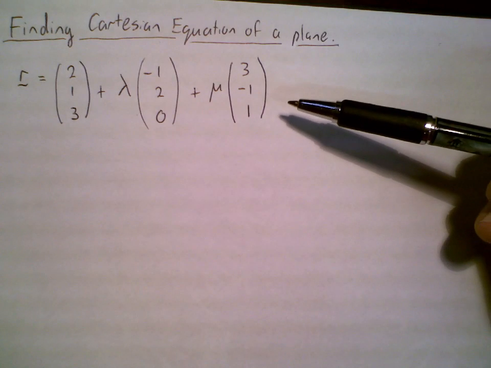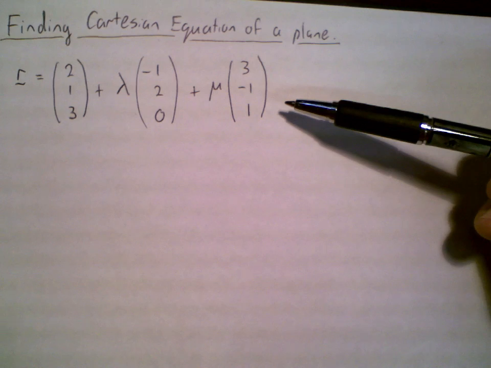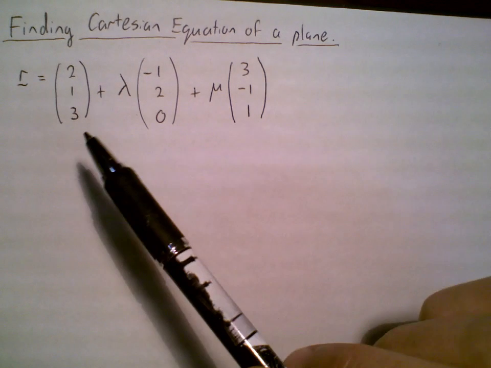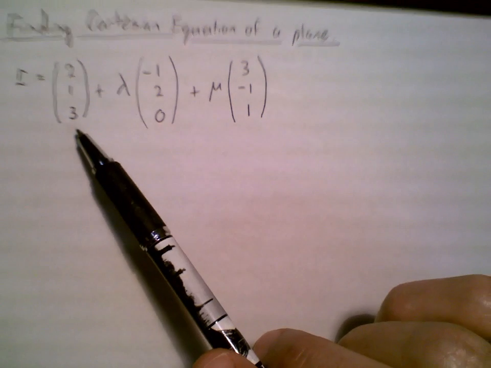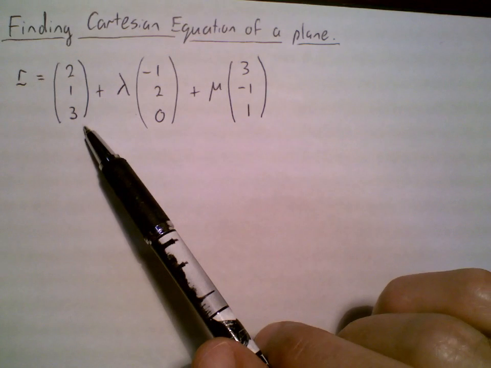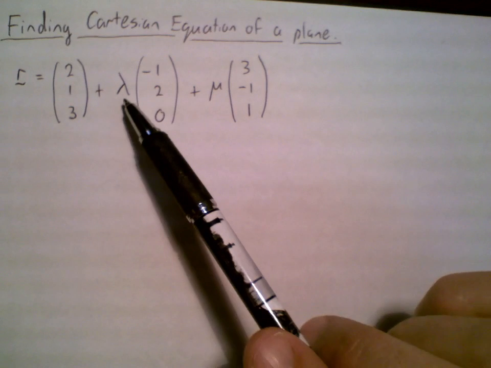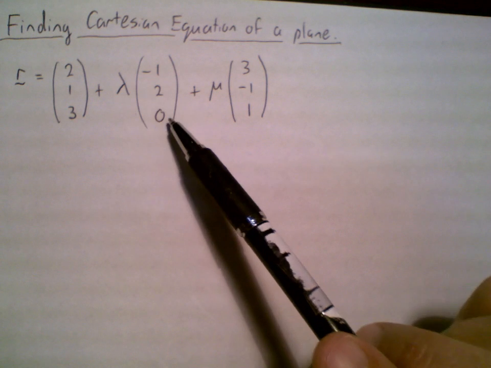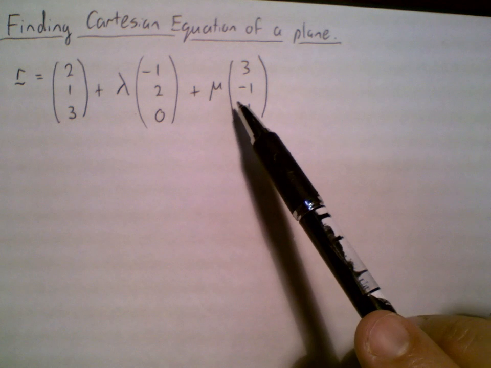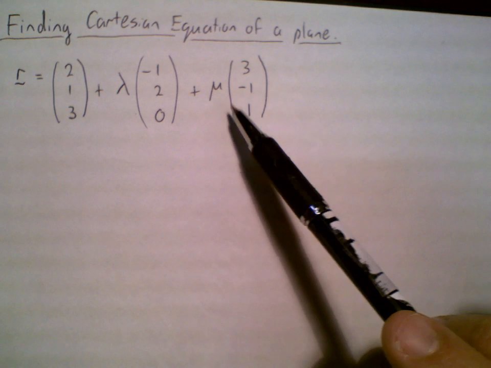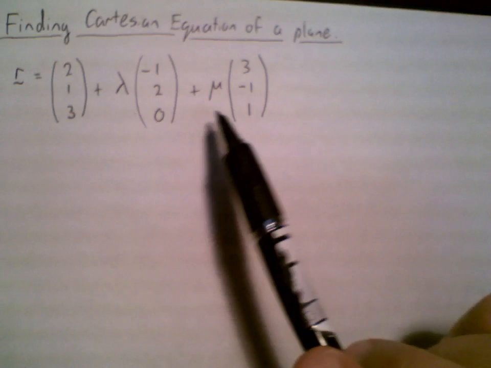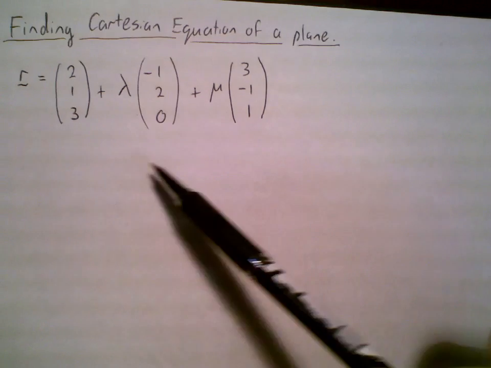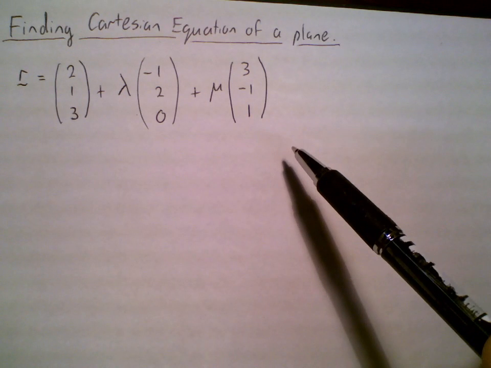Okay, what we've got here is the vector equation of a plane. So we've got r is equal to the position vector of a point that's actually on the plane, plus some scalar multiple of a vector parallel to the plane, plus a scalar multiple of another vector that's parallel to the plane, but these two vectors are not parallel. So that's our vector equation of a plane in standard form.